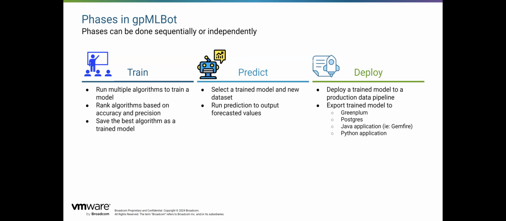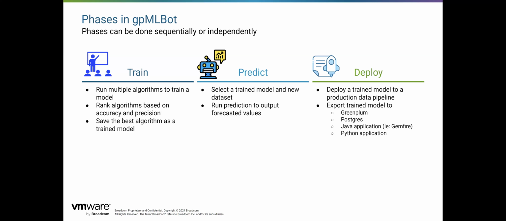And then once you train the models, you can predict with them. Once you predict, you can run them on different data sets and forecast values. And then you can deploy them in a different system. You can deploy them in Greenplum, you can deploy them in Postgres. And in the future, we want to also deploy them in a Java application like Gemfire, or Python. We have many banking customers and credit card customers who use Gemfire and Greenplum together.